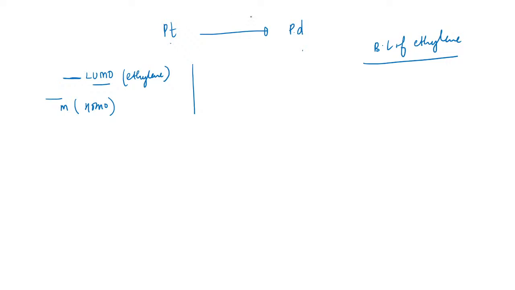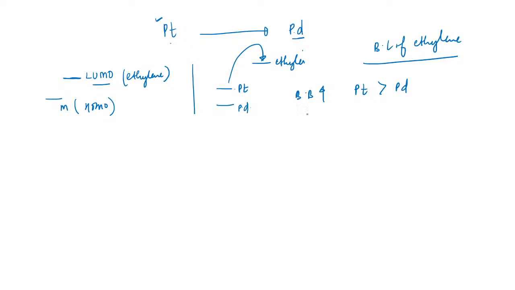If I go back to the electronegativity principle, palladium is more electronegative than platinum. So the palladium molecular orbital will be like this and the platinum molecular orbital like this. If you increase the electronegativity, the energy decreases in the molecular orbital diagram. So this is of palladium, this is of platinum, and this is your ethylene. So this back donation from platinum to ethylene is more feasible. So the back bonding order would be platinum and then palladium.